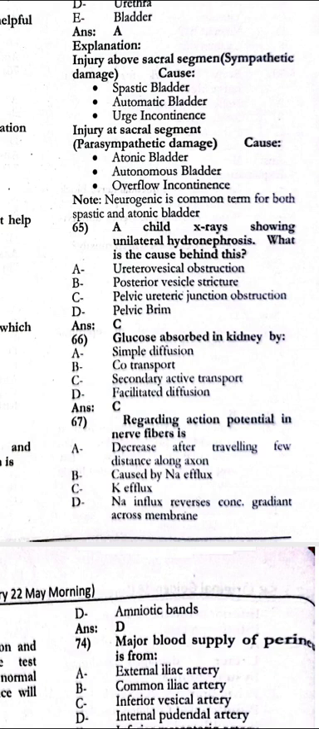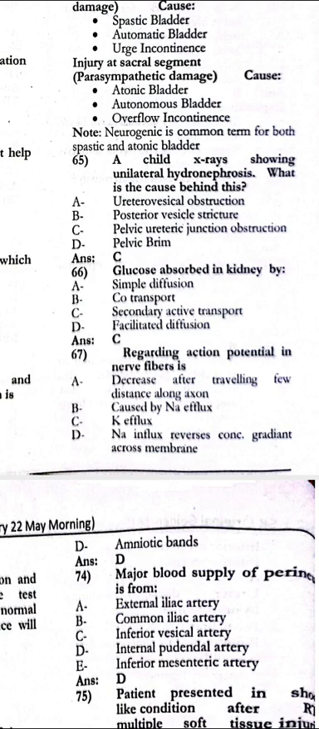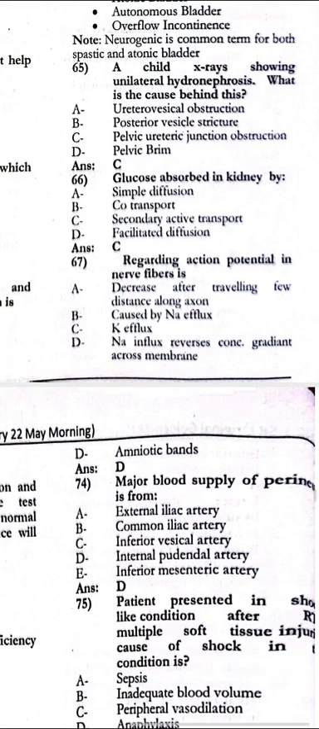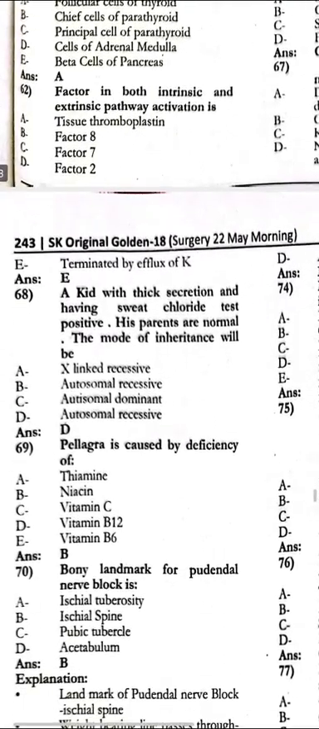Next, a child's X-ray showing unilateral hydronephrosis. What is the cause behind this? That is the pelviureteric junction obstruction. Glucose absorption in the kidney is by secondary active transport. The action potential in nerve fibers is terminated by the efflux of potassium.